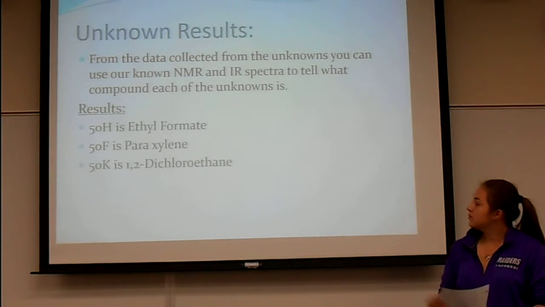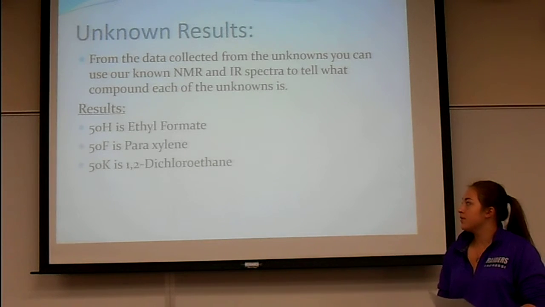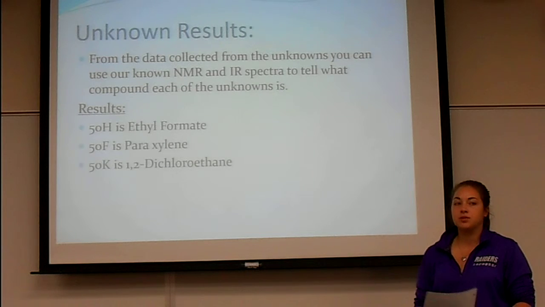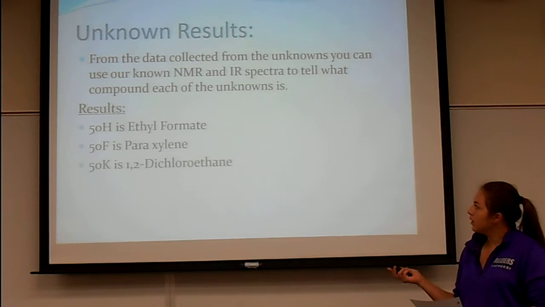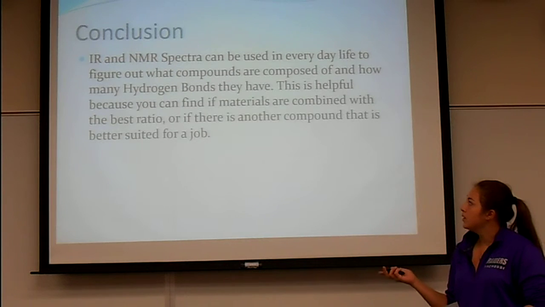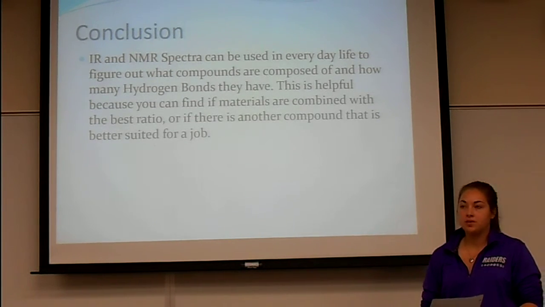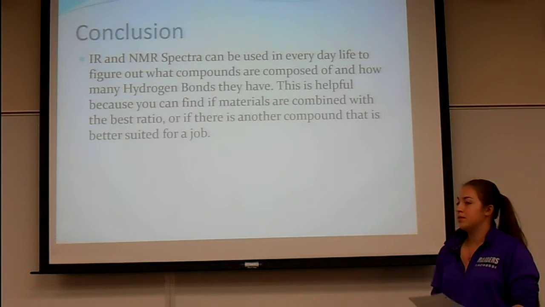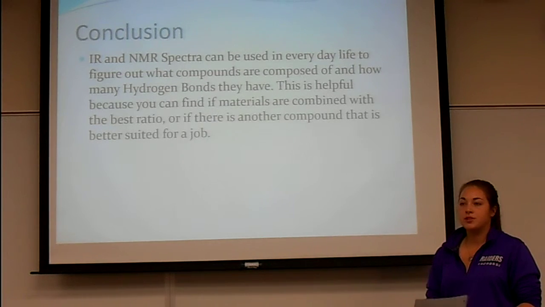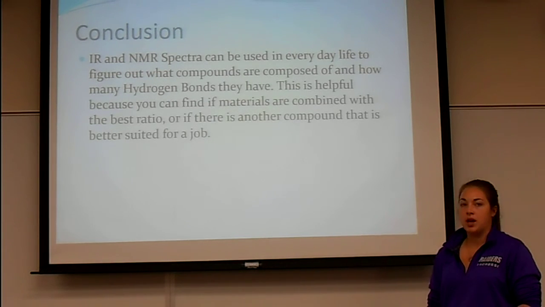The results basically just restated. 50H was found to be ethyl formate, 50F is paraxylene, and 50K is 1,2-dichloroethane. From the data, we were able to find these results through the NMR and IR spectra. Conclusion: IR and NMR spectra can be used in everyday life to help us figure out what compounds are made of and see if they're in the proper ratio to make sure that there couldn't be a better compound better suited for a job in our future.